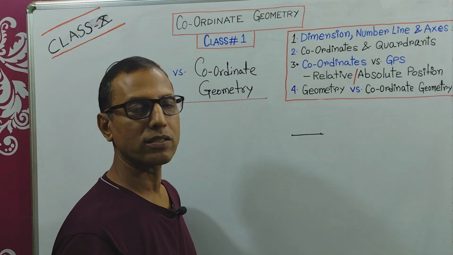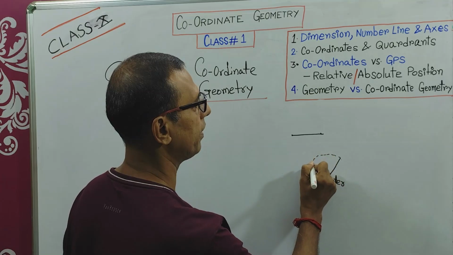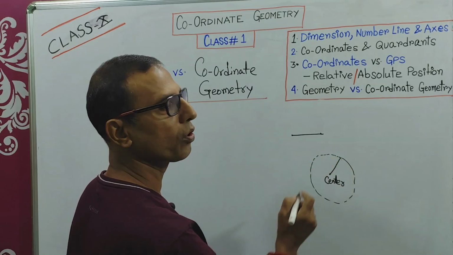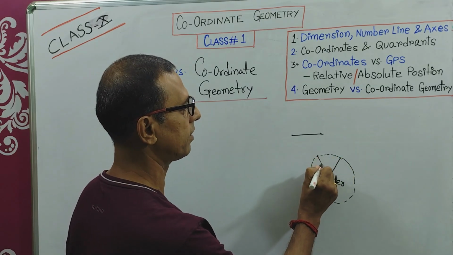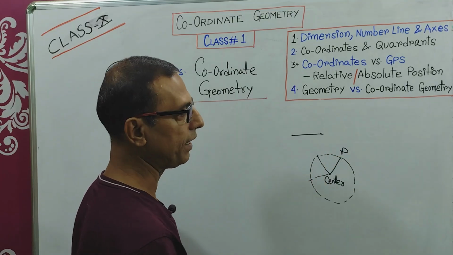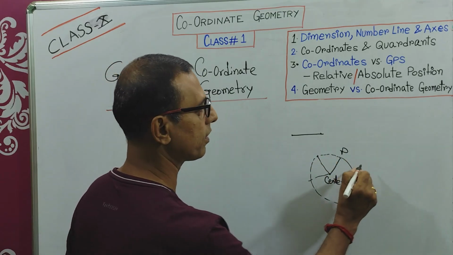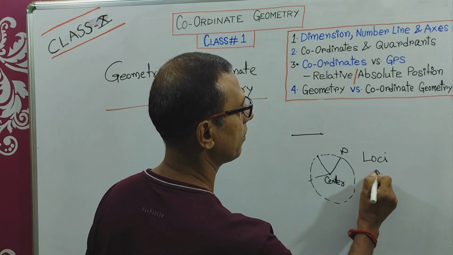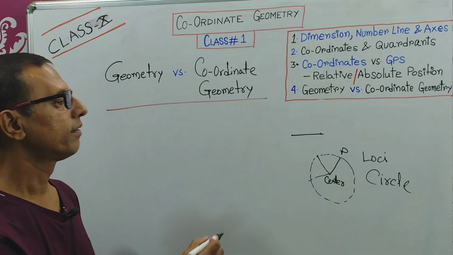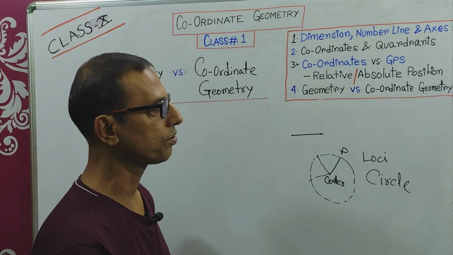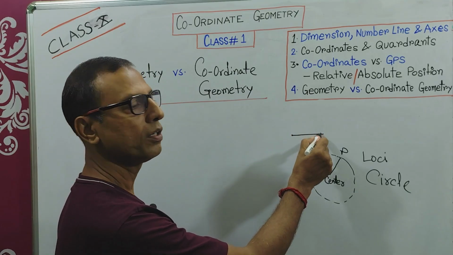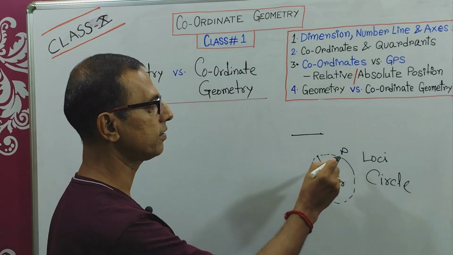With respect to loci or locus, the point is moving in such a way that its distance from a fixed point, that is the center, is always equidistant. Everywhere these distances are equal. That means the point P is a moving point, and the locus of the point is a circle. So this is another fundamental property of the relationship. So point and straight line, you need a minimum of 2 points to draw the segment of a straight line. This is the loci.